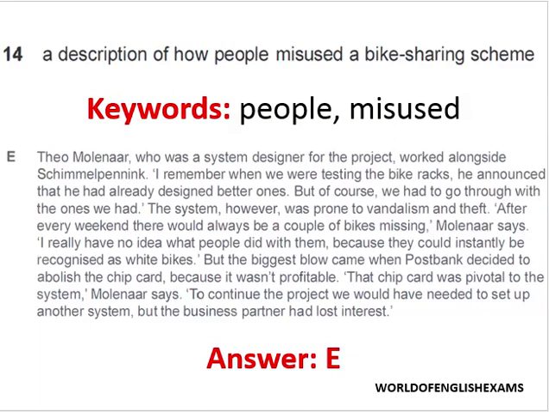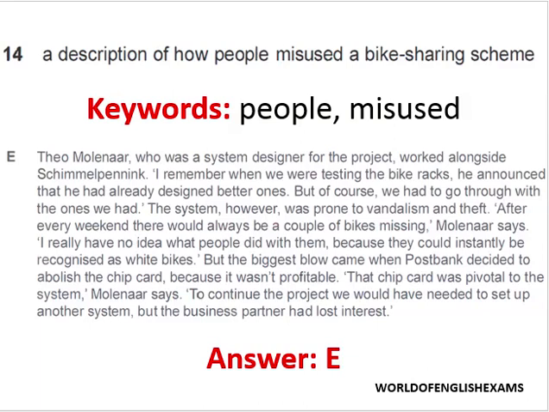So he is definitely feeling sorry and bad that people could not derive the right use of the bike sharing scheme, and the bikes were stolen by the people. So even though they were white bikes and could be easily recognized, people misused that scheme. So clearly this description is given in paragraph E. Hence, the answer for this question is E.